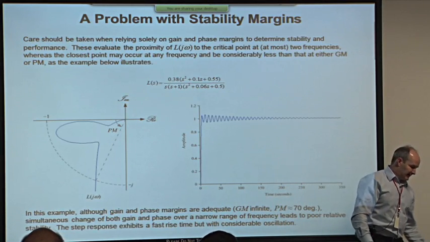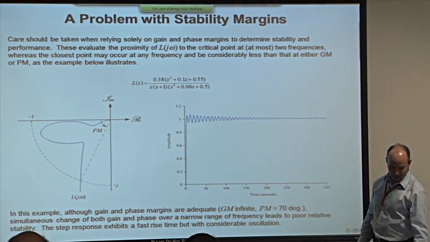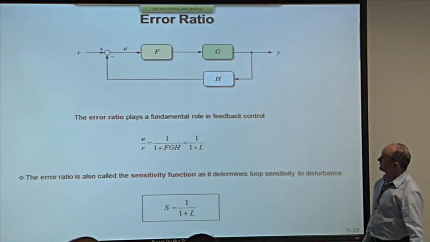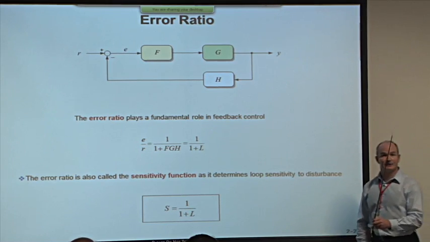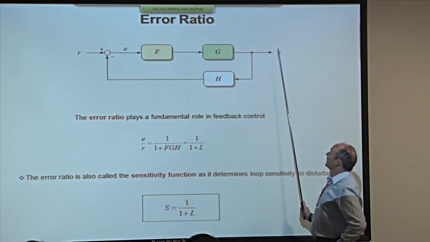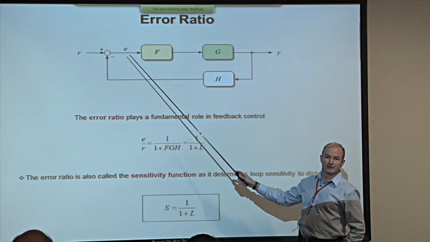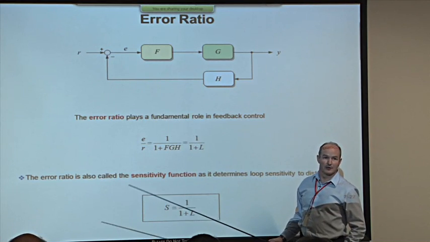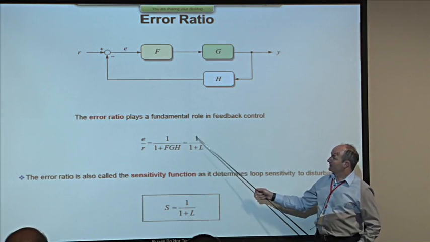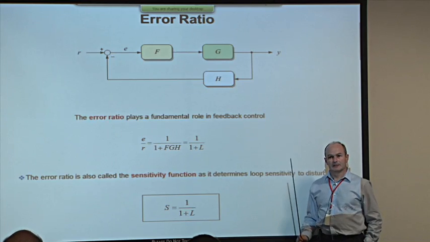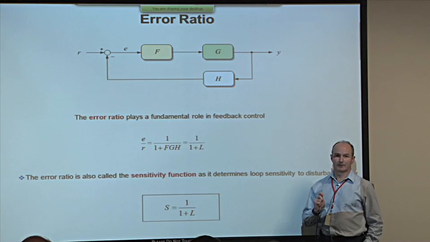Now, there is a better way, and I'm going to tell you what it is, but to do that, I'm going to introduce two new transfer functions. The first one could be called the error ratio. Just as the closed loop transfer function is the transfer function from R to Y, the error ratio is a transfer function from R to E, E being the error measured, the difference between R and HY, the measured output. This turns out to be the transfer function 1 divided by 1 plus L.